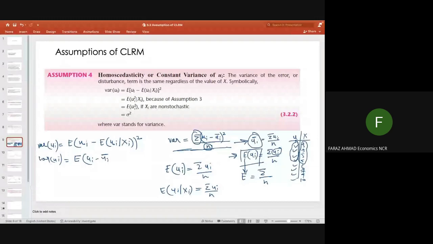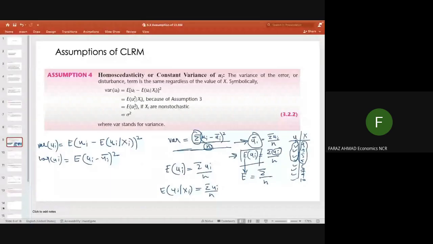So do you agree with this step? I don't want to come back and recap it, so please tell me now. I have removed this summation and this n, and then replaced these two things by this E, which is the expectation operator from this formula for variance. Sorry, not from here, from here. I have written this as the second step of this formula.